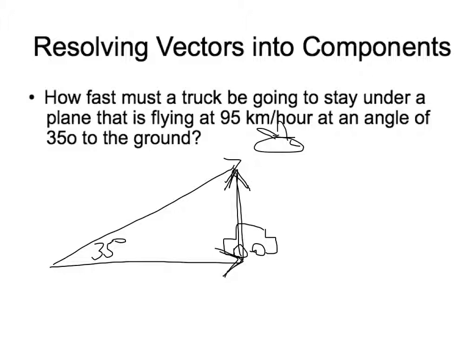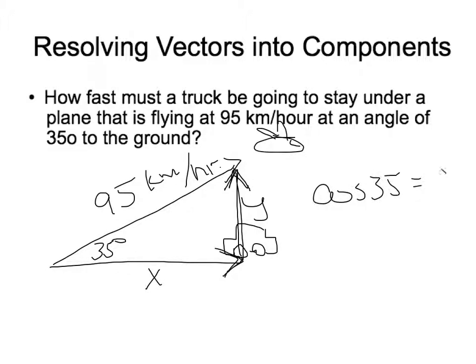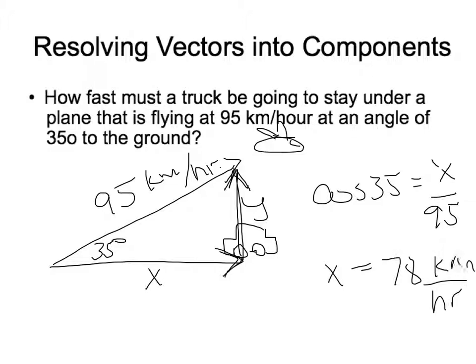Okay, breaking it up into the two components, I am looking for the x component here. And this is 95 kilometers per hour. So what I'm going to use is the cosine of 35 is going to equal x over 95. So I'm actually calculating how fast that truck must go. And if you calculate that out, you should get 78 kilometers per hour.